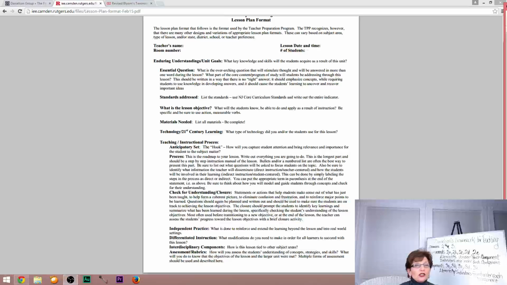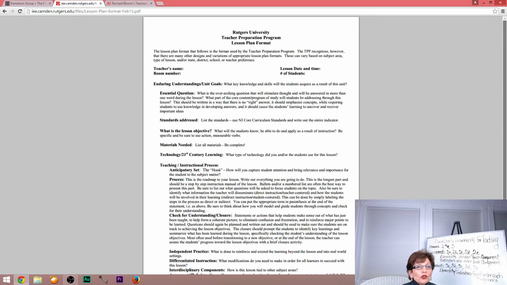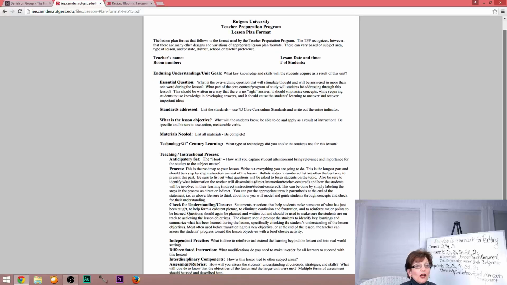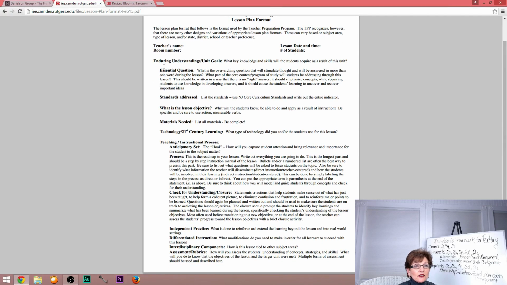Right here you see a document from Rutgers where they talk about what components should be in a lesson plan. Now, we obviously understand that a lesson plan has to be generated around enduring understandings or unit goals, because a lesson that we're teaching is usually one component, could be 1 day, could be a 2-day lesson that is a part of a larger unit, okay?